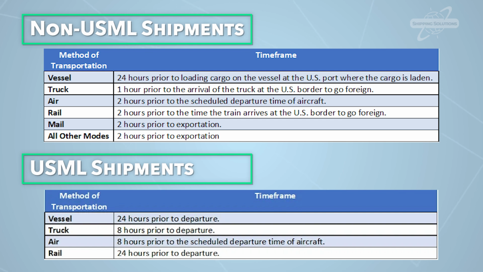Items found on the U.S. munitions list, abbreviated USML, under the International Traffic in Arms Regulations, or ITAR, may need to be filed earlier than items not on the list.